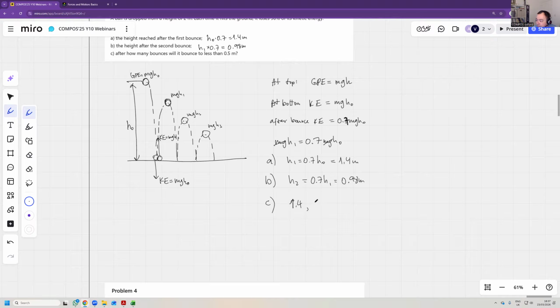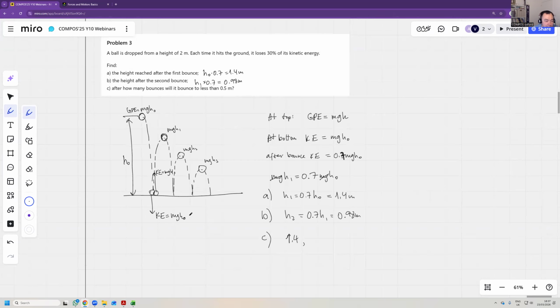The second bounce. Would you not say that the kinetic energy at the first bounce is the initial GPE? Yes, that's what I'm trying to say. Oh no, because it loses energy when it hits the ground. Some of the energy goes into heat, thermal energy. Yeah, half mv squared, but we don't need speed.